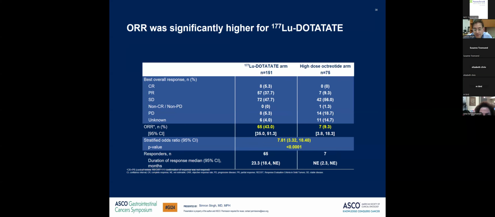What was really exciting about this trial specifically is looking at the response rate. You remember we saw an 18% response rate in the NETTER-1 trial. In this more aggressive, highly progressive population, we were able to see a response rate of 43%. And this is really exciting because it opens up thinking about neoadjuvant therapy, about patients with bulky disease. We're finding that we're able to treat these patients earlier and potentially treat them better.